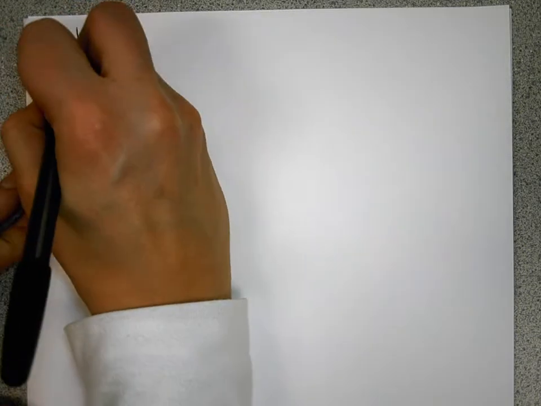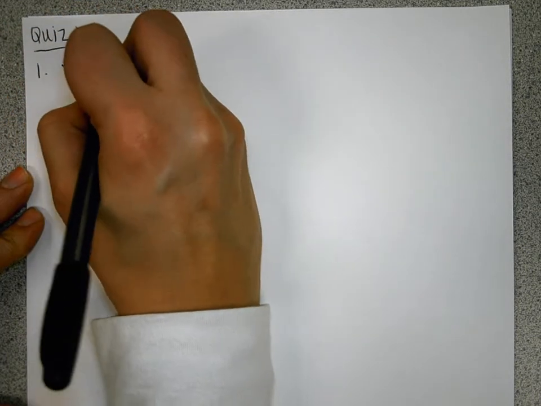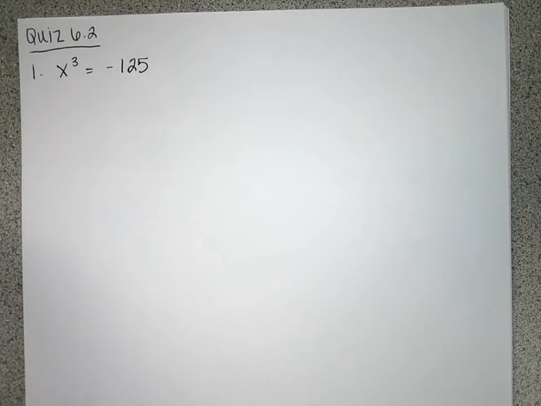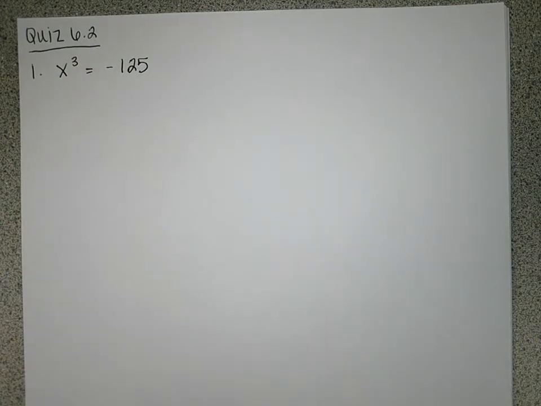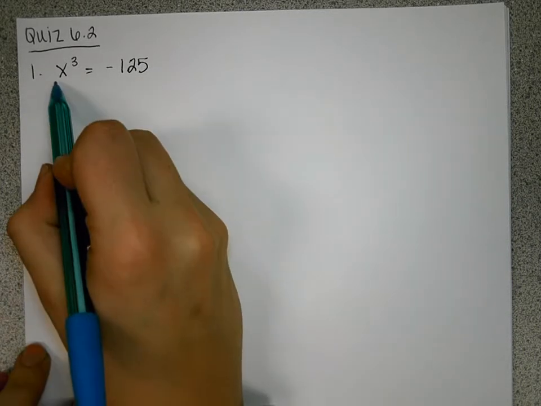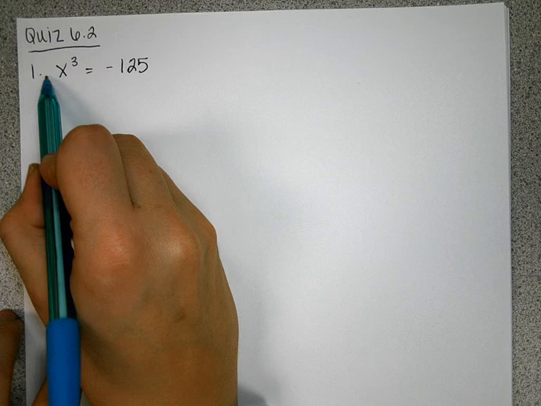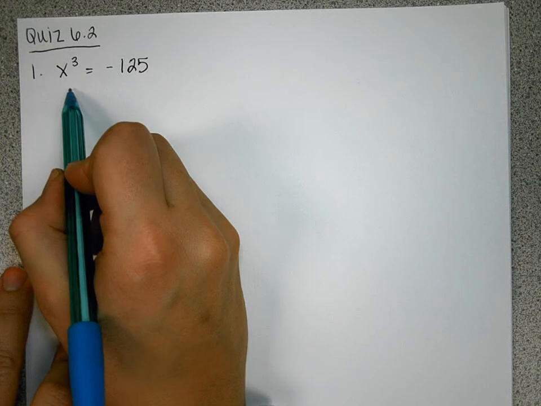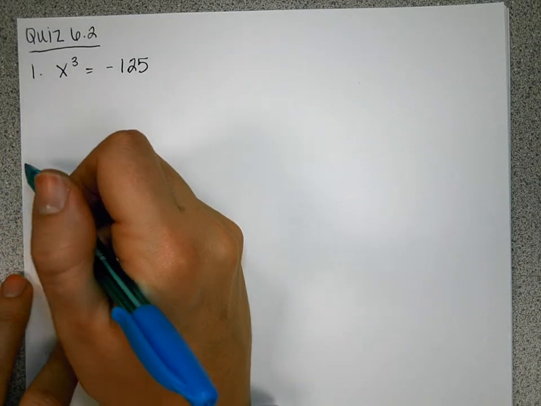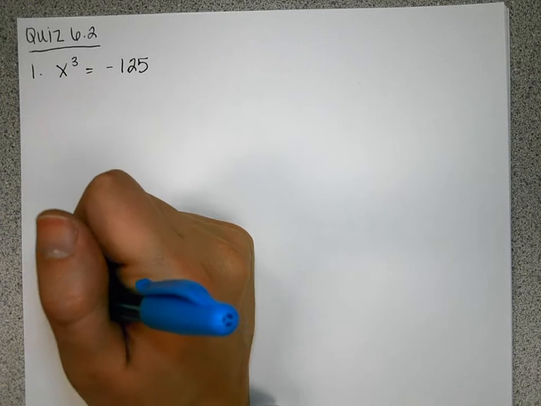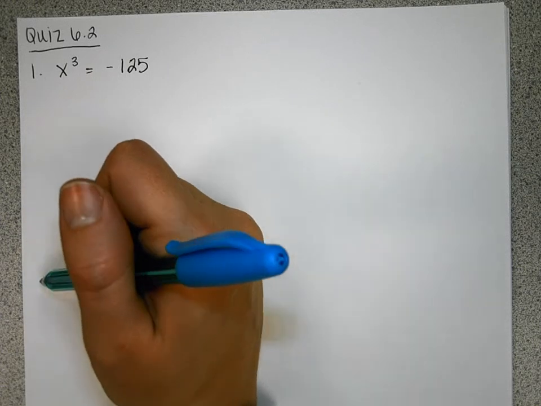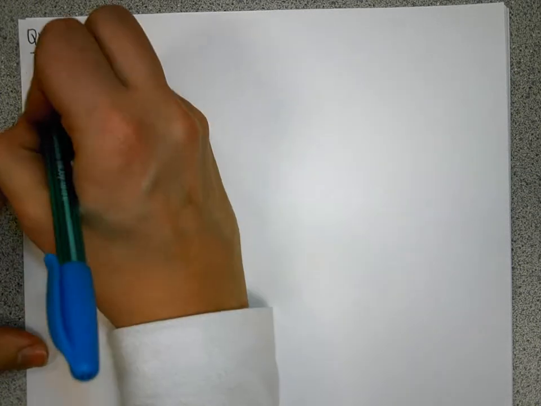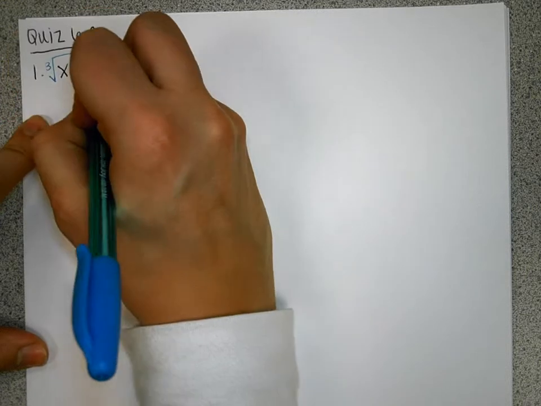Number 1, we have x cubed equals negative 125. So for quiz 2, we were given these exponential functions and we wanted to solve. So I need to get that exponent by itself, which in this case it already is. And I need to get rid of that cube. So what's the opposite of cubing something? Not square root, but cube root. So take the cube root of both sides.